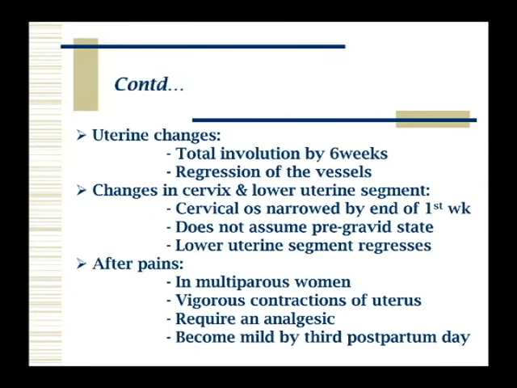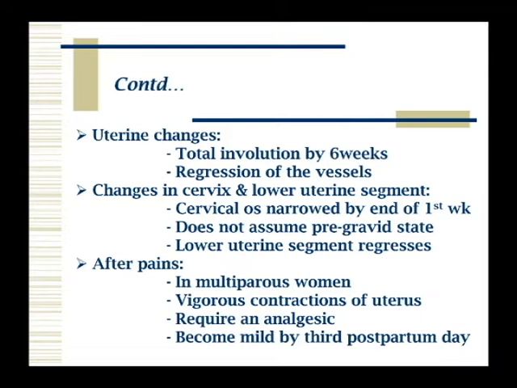Uterine changes: total involution by 6 weeks, completely coming back to normal. Regression of the vessels, which were thick and big, becomes very small now. Change in cervix and lower uterine segment. Cervical os narrows by end of first week. These are all anatomical changes. It does not assume the pre-gravid state. Lower uterine segment regresses. So I would think it's trying to become normal.